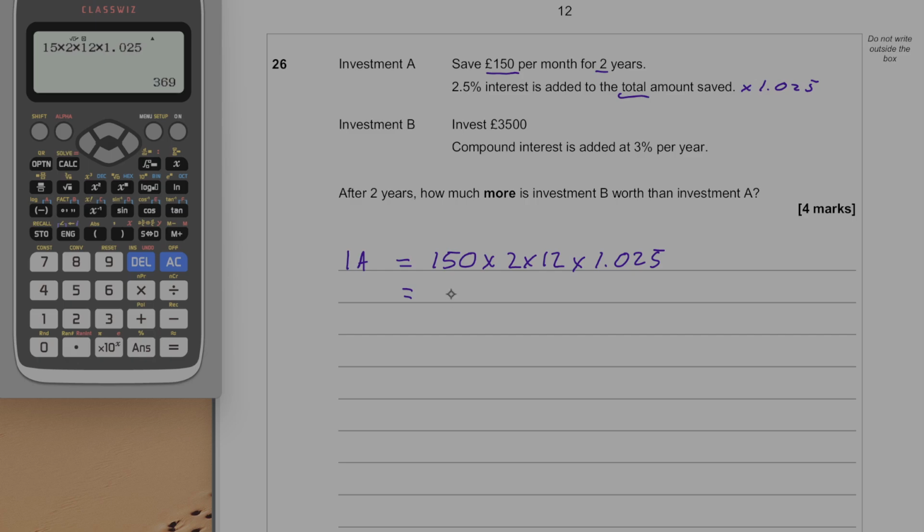So that's going to be 3... I've missed the 0 out there, haven't I? Well, that was quite low. So the total amount in the investment is 3,690.